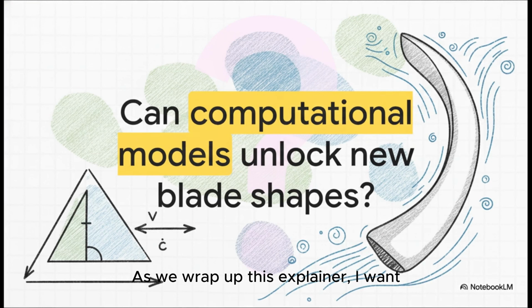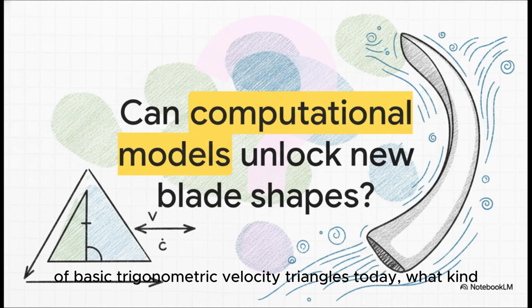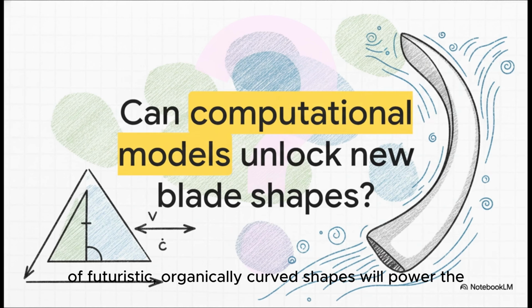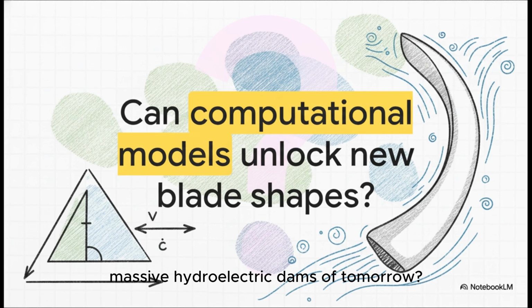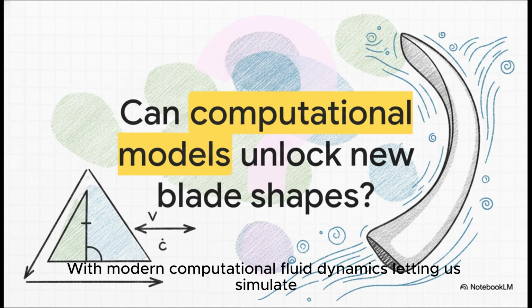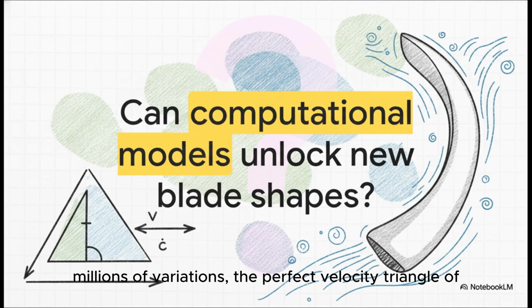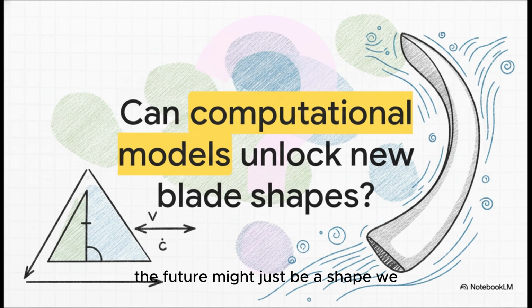As we wrap up this explainer, I want to leave you with a thought to ponder. If we can squeeze this much efficiency out of basic trigonometric velocity triangles today, what kind of futuristic, organically curved shapes will power the massive hydroelectric dams of tomorrow? With modern computational fluid dynamics letting us simulate millions of variations, the perfect velocity triangle of the future might just be a shape we haven't even imagined yet.